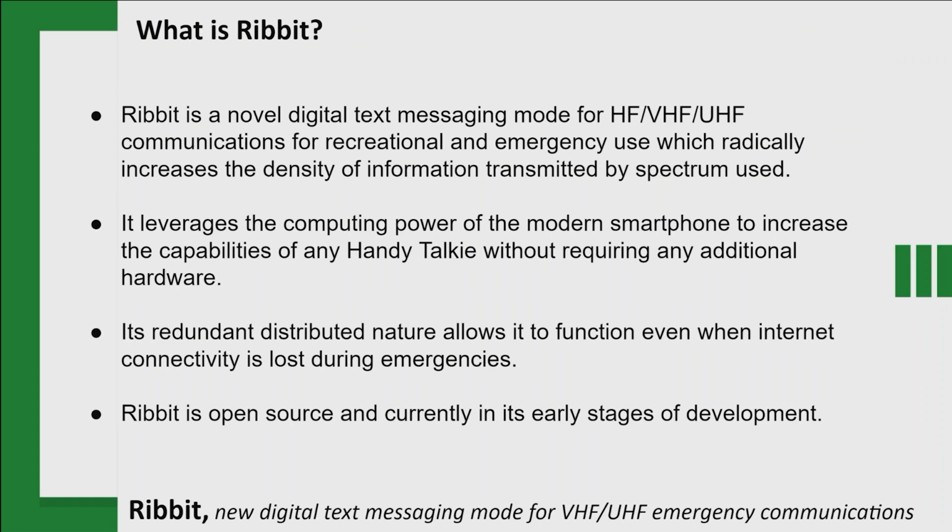So what is Ribbit? Ribbit is a new digital text messaging mode that works on HF, VHF, UHF. You could also use this on SHF, but not much equipment there. And it's for both recreational and emergency use. The benefit is that it increases the density of information you transmit on the spectrum you use. Voice is not really an efficient use of the spectrum, and we can actually convey much more data every minute by going through that text messaging mode.